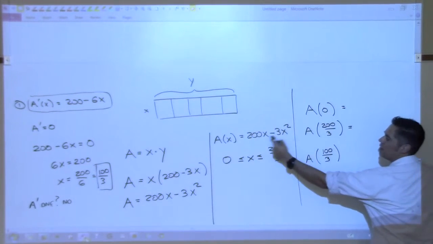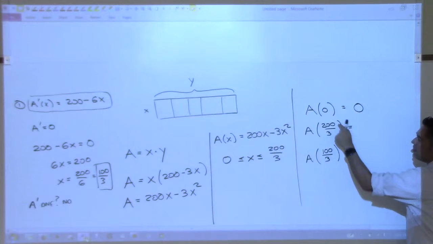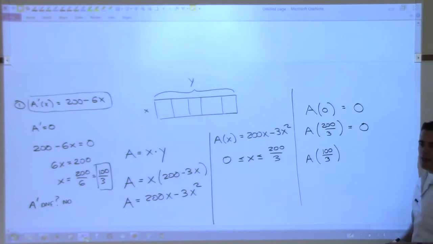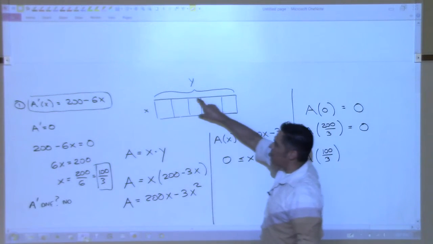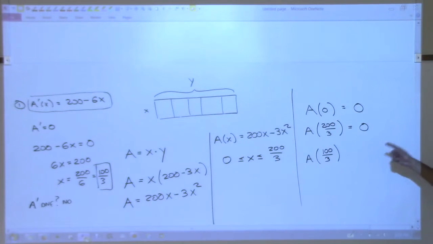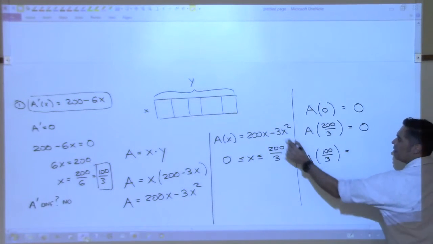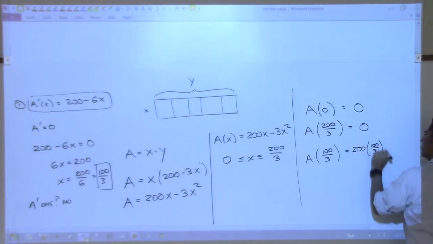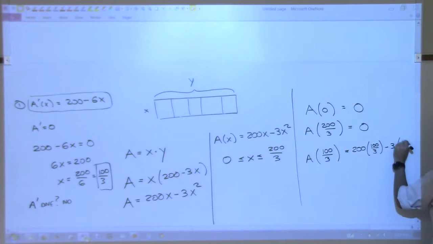If you plug 0 in here, you get 0. And if you plug in 200 over 3, what should you get? 0 again, because remember, that was me using up all the fence to build the x's and leaving nothing for the y's, so y would have to be 0. But you can check it for yourself. But 100 over 3, that's not going to be 0. So let's see what happens here. Plug 100 over 3 in there: 200 times 100 over 3, and then minus 3 times 100 over 3 squared.